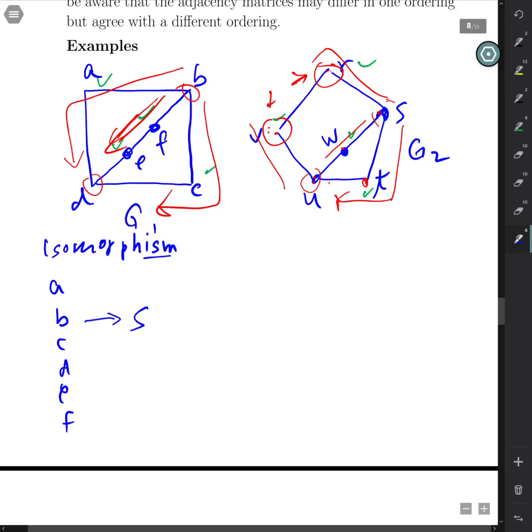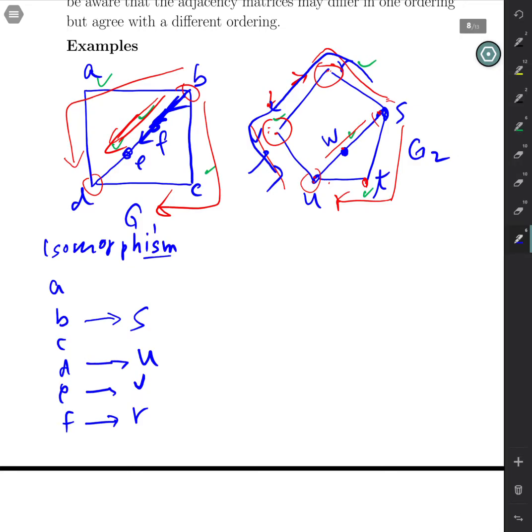And then B goes to F. F would correspond to R. I'm going this way right here. And then next I'd come up with E, and E corresponds to V as we go around like so. And then we end up with D here, and that corresponds to U. Okay? So that gives us a correspondence there.